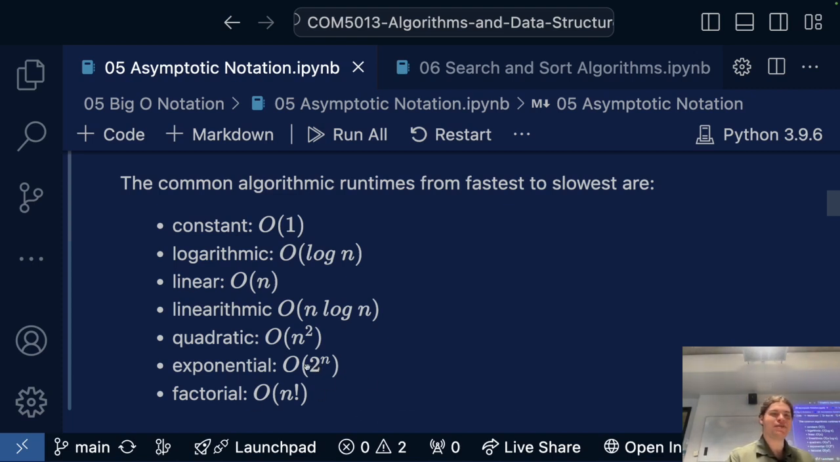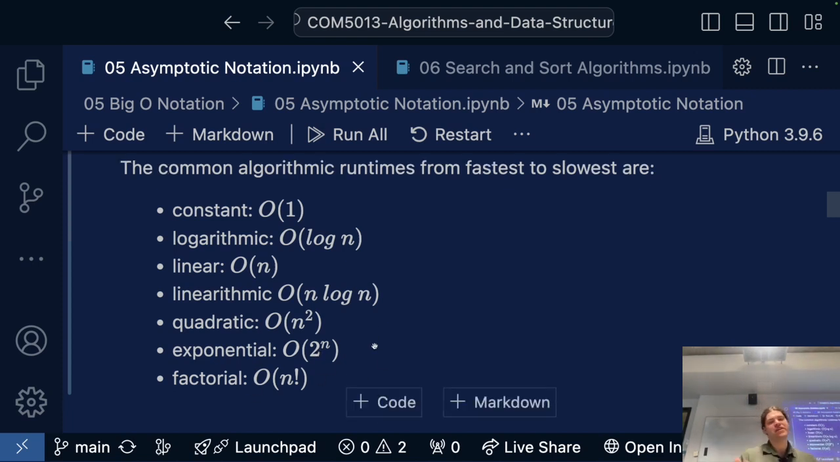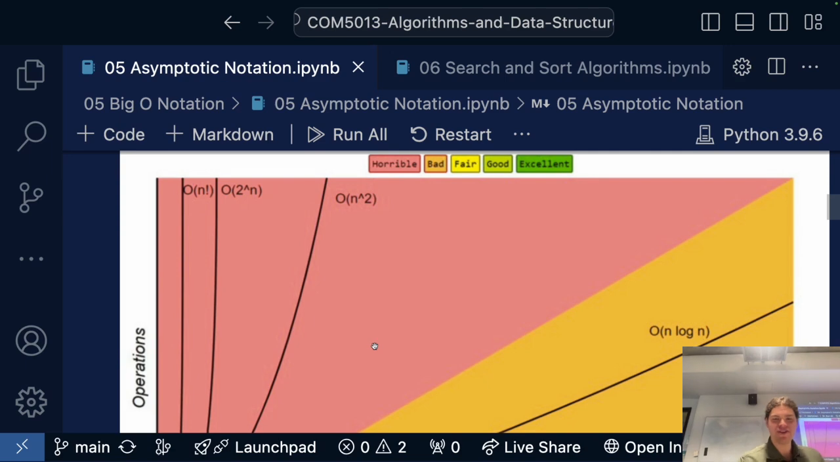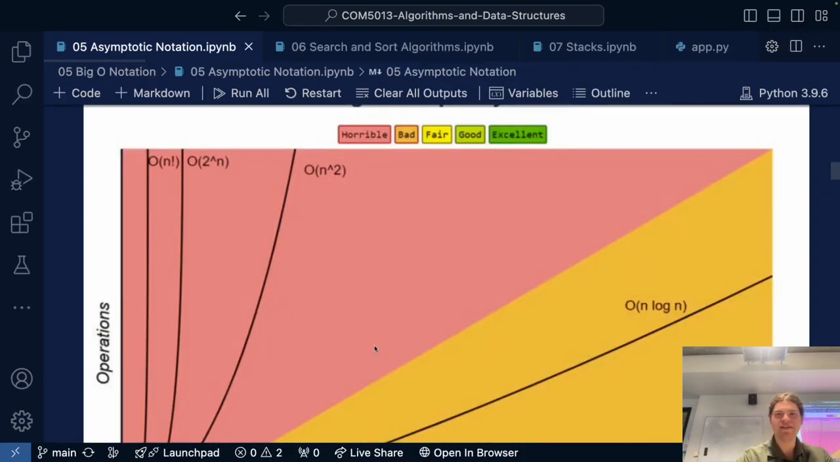And then factorial, if you don't know, that's basically n times n minus 1 times n minus 2 times n minus 3, down to 1. So 5 factorial is 5 times 4 times 3 times 2 times 1, and then 6 factorial is 6 times 5 times 4 times 3 times 2 times 1. And so it grows again incredibly fast. So let me plot those on a graph just to make it visually easier for you to understand.